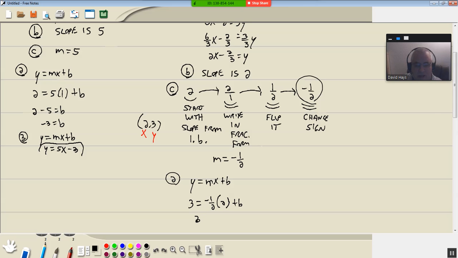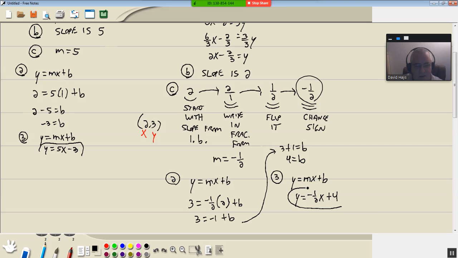Those 2's cancel, and I got 3 is equal to negative 1 plus b. Take negative 1 over, becomes a positive 1. And you get b is equal to 4. Now step 3. Write your answer. Plug in m from step 1c, which we said was negative 1/2. And plug in b from step 2, which we just said was 4. And that would be our answer.